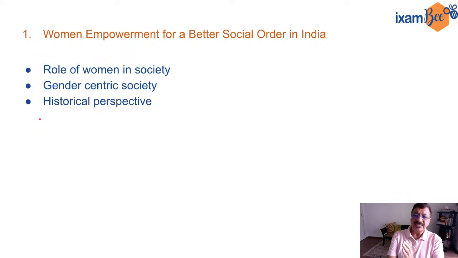So try to put things in a historical perspective. That's very important. In such essays, you always give a perspective to it. So when it is saying a better social order, it's a comparison of some sort. Therefore, you will give them a run through a little bit of history. Examples of women in, say, Indus Valley civilization, women somewhere around Ashoka's time, and then during the Mughal period, and then during partition, post-partition, and today. So a little historical perspective would also give you a framework to write your essay in.